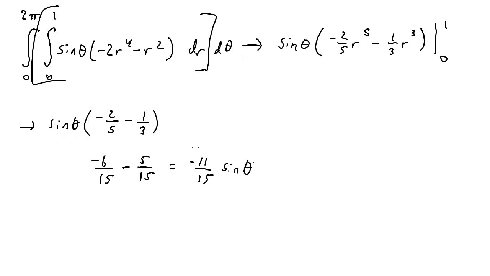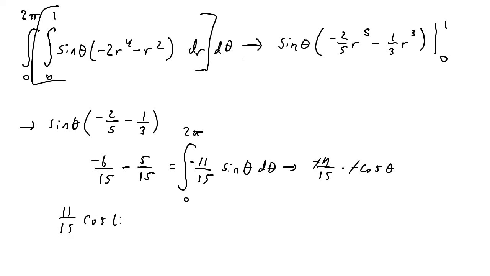So now I can evaluate the outer integral from 0 to 2 pi with respect to theta. Negative 11 over 15 is a constant, and the integral of sine of theta is negative cosine theta. Realize that the negatives will cancel, and so we get 11 over 15 times cosine of theta. Now we can evaluate from the bounds of 0 to 2 pi. So we get 11 over 15 times, well, cosine of 2 pi is 1, minus cosine of 0, which is also 1. So 1 minus 1 is 0, and 0 times 11 over 15 will be 0. And that is actually the final answer.